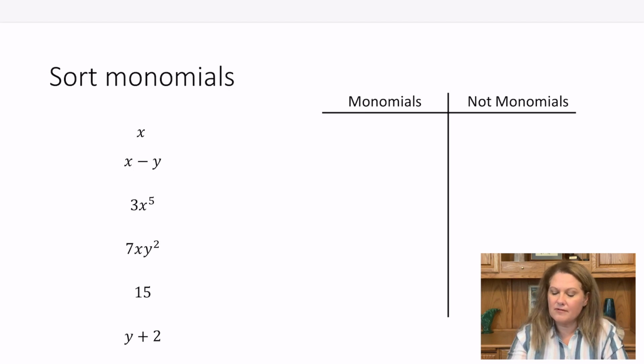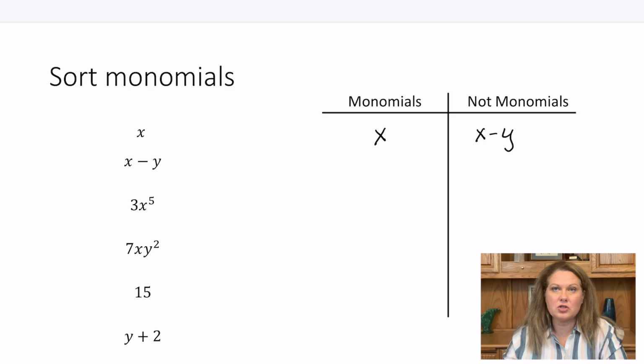Let's go over them very quickly. So the variable x is a monomial. It's a single term. There's no addition or subtraction involved. The second one, x minus y, is not a monomial. Remember, monomial means expression with one term. Well, x minus y has two terms. The two terms x and y are separated by a subtraction sign.